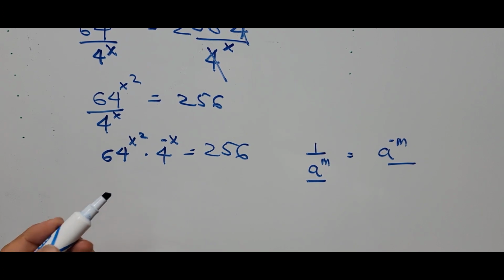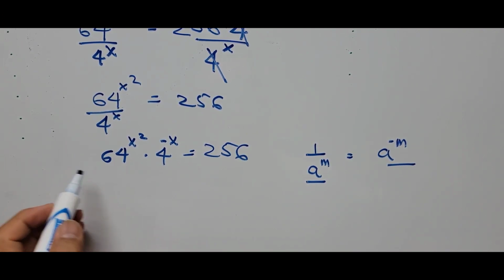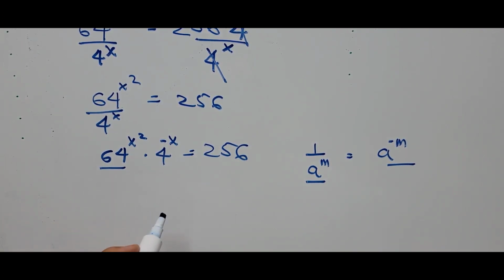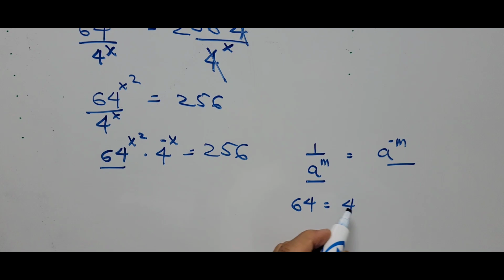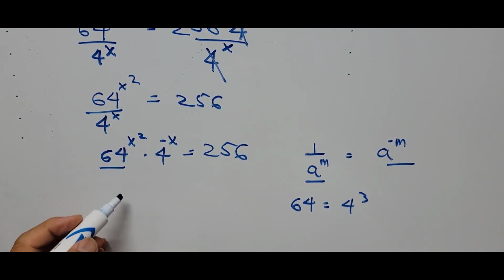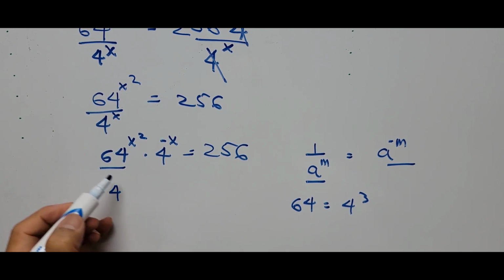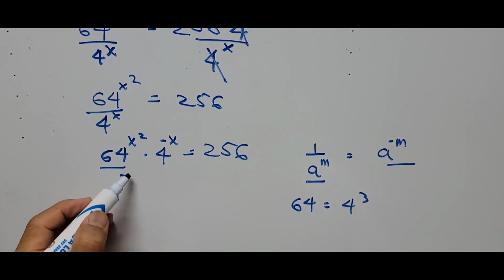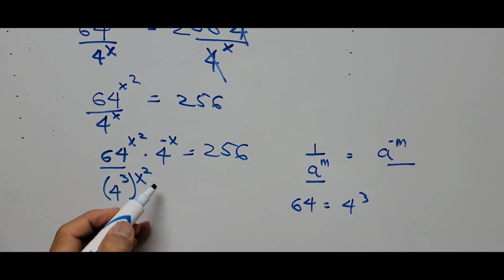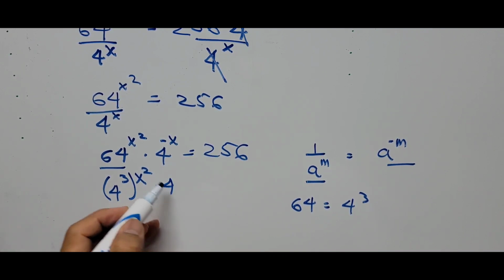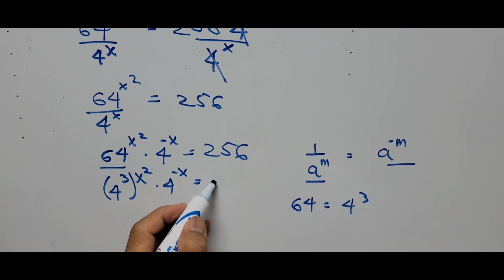Now we're going to focus our attention on the first term on the left side of the equation, the base 64. 64 could be written the same way as 4 raised to the third power. So 64 is now 4 raised to the third power, raised to x squared, times 4 raised to the negative x equals 256.